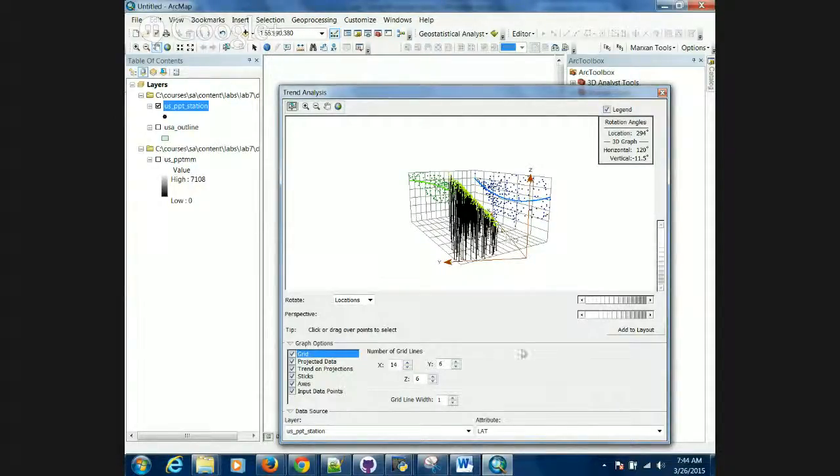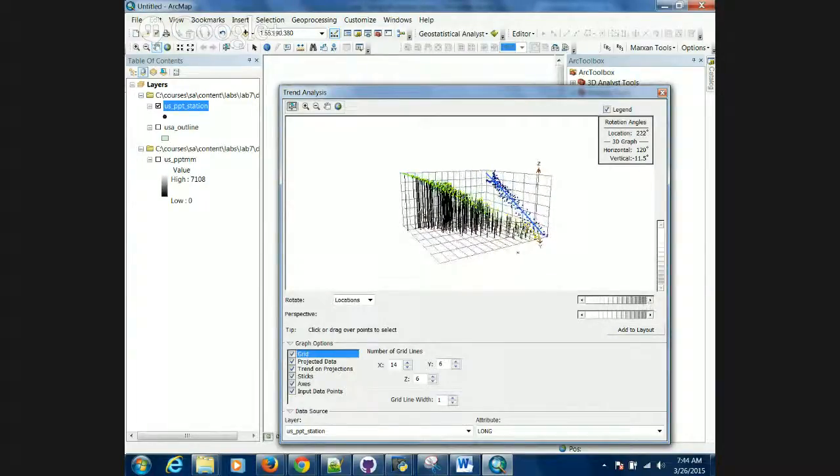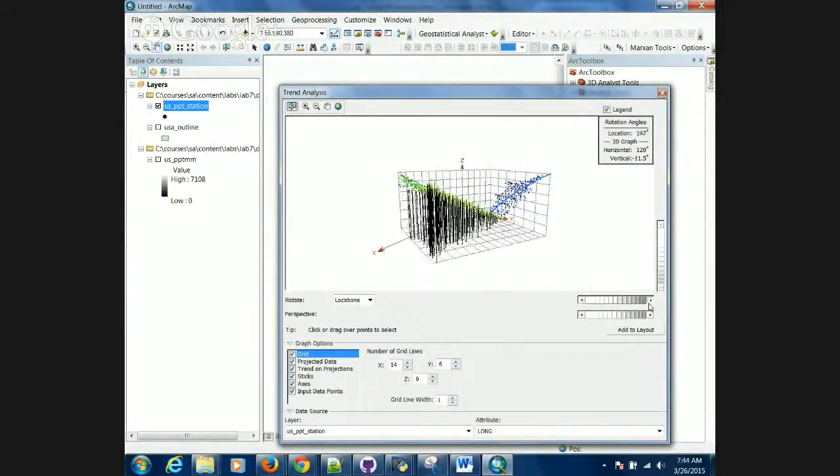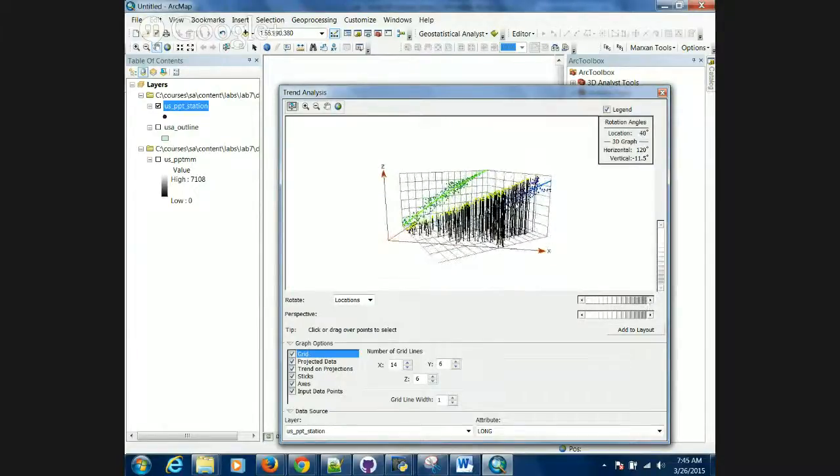So if we change this to longitude, we would expect, as we rotated this back around, the longitude is decreasing as we move. It's hard to tell, but, you know, this is the eastern seaboard. That's Florida.